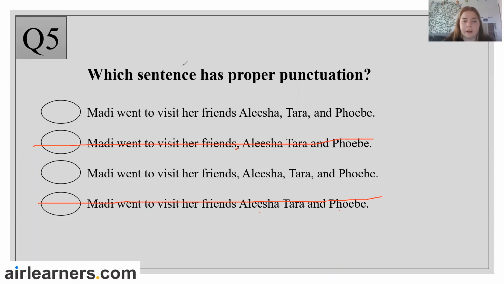Now we need to figure out if this comma here is useful or not. Okay, so let's read out these sentences. Maddie went to visit her friends, Alicia, Tara, and Phoebe. Or, Maddie went to visit her friends, Alicia, Tara, and Phoebe. So they sound basically the exact same, but we don't actually need a comma in that position, which means that our first answer here is correct.